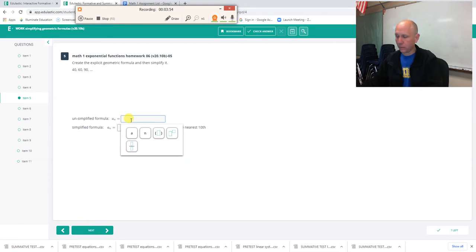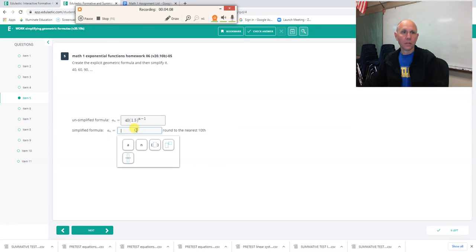Value of the first term is 40. The ratio is 60 divided by 40, that's 1.5, raised to the n minus 1. So now I've got to take it back. It was going up by 1.5, up by 1.5, so I've got to take it down by 1.5 in the opposite direction. This is 40 divided by 1.5, which takes me to 26.66. It says round to the nearest tenth, so that's 26.7. Same ratio, 1.5, raised to the n power.